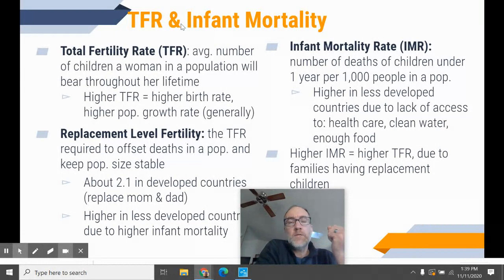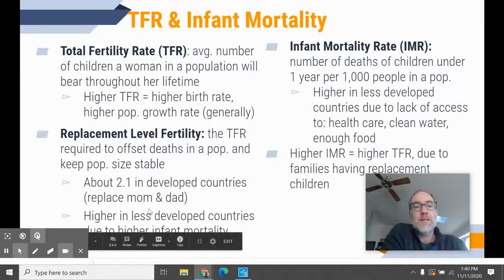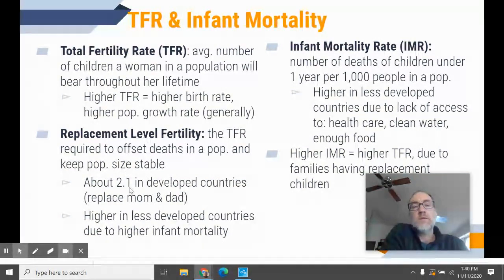There's a term called replacement level fertility, which you should be familiar with. And this is the total fertility rate required to offset the deaths in the population, keep that population stable. Typically, that's in developed countries, 2.1. In developing countries, that number can vary. It can be a lot higher. Keep trying to have that 0.1 child. It's just not working out. Now, that's an average number, so 2.1.